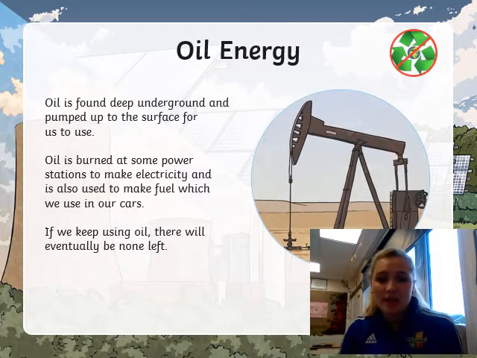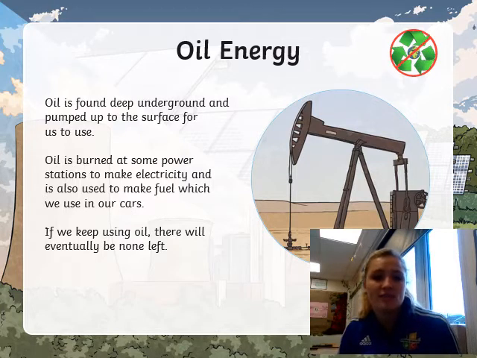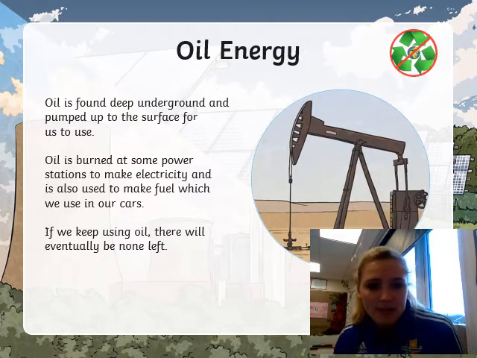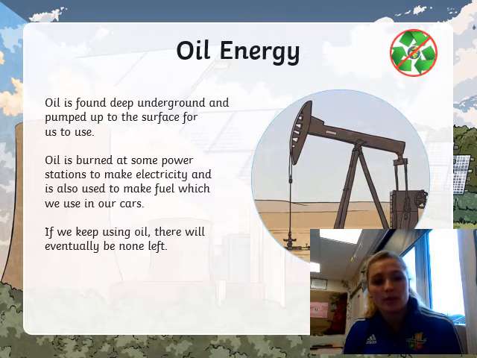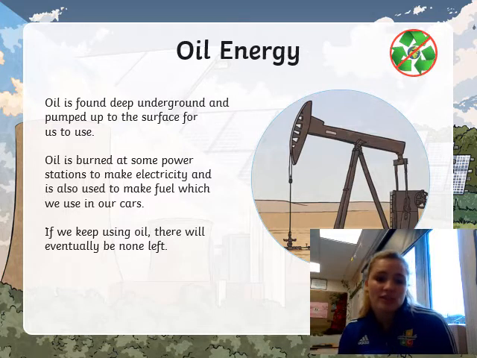So oil is another one. Oil energy is found deep underground and pumped to the surface for us to use. Oil is burned at some power stations to make electricity and is also used to make fuel, which we can use in our cars as well. If we keep using oil though, there will eventually be none left.